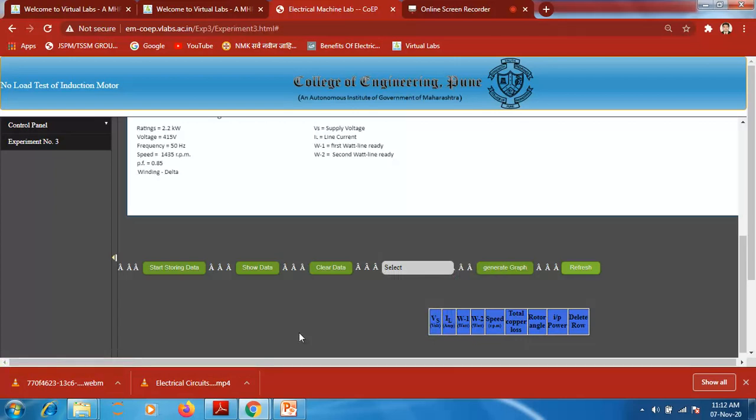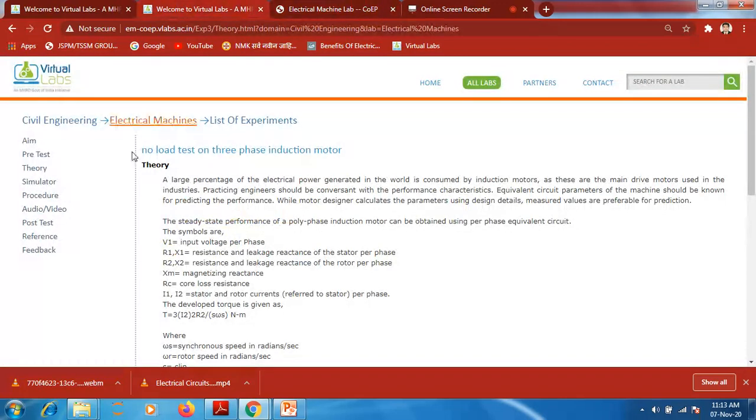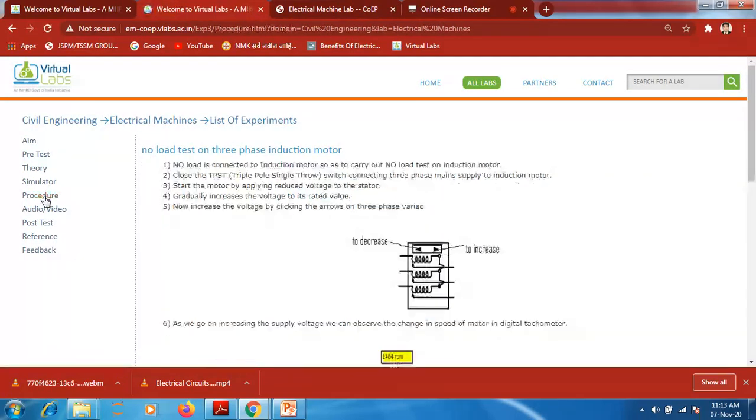So how is it going to work? Let's see one by one. So here is a standard procedure. Here you will get this type of simulation process. So we have to follow one standard procedure over here.